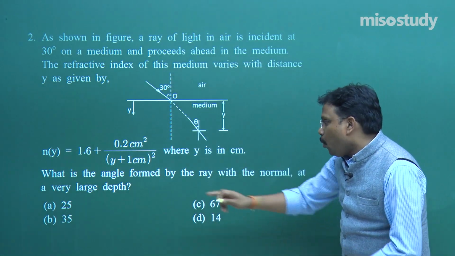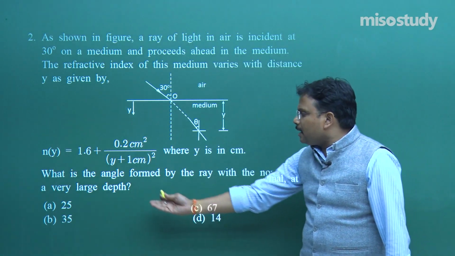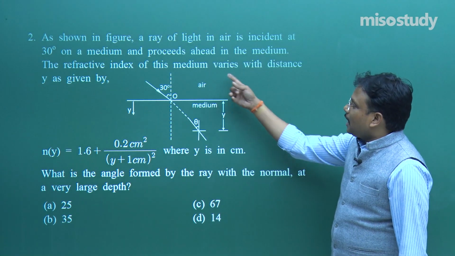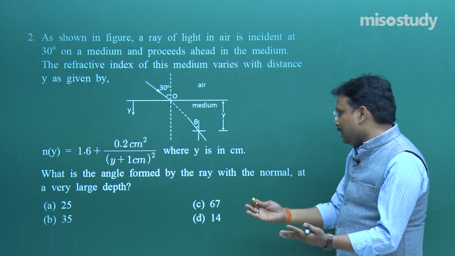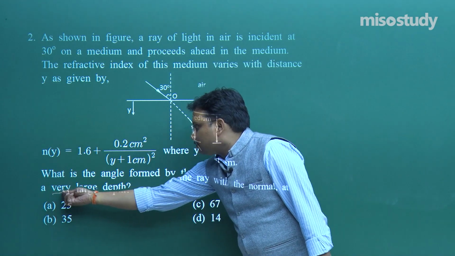Now, what is the angle formed by the ray with the normal at a very large depth? See the beauty of this question. This line created a very difficult situation for you, and the remaining line is at a very large depth.